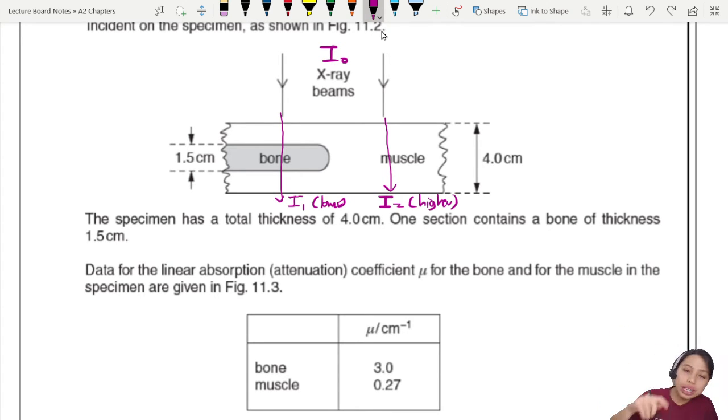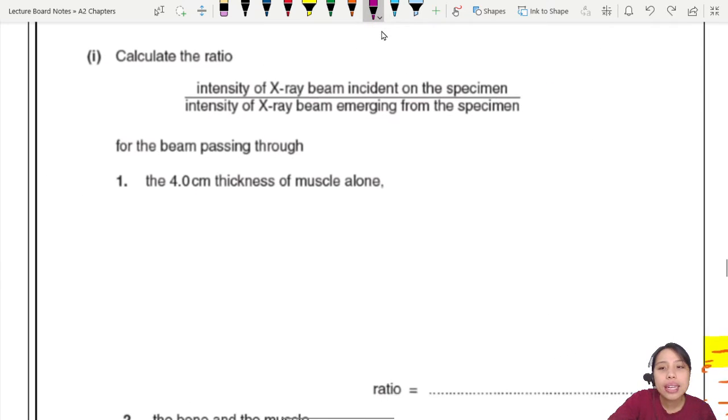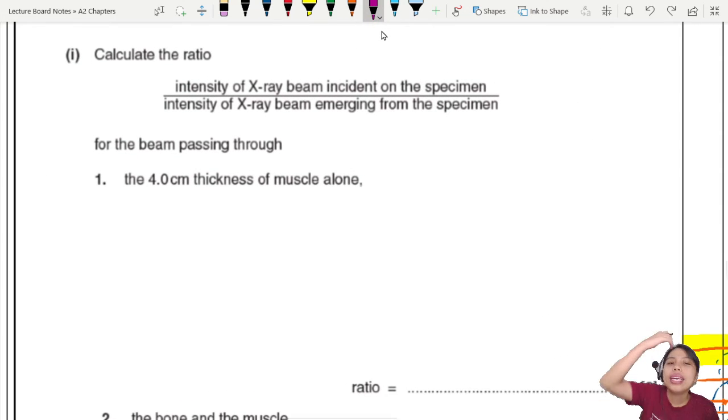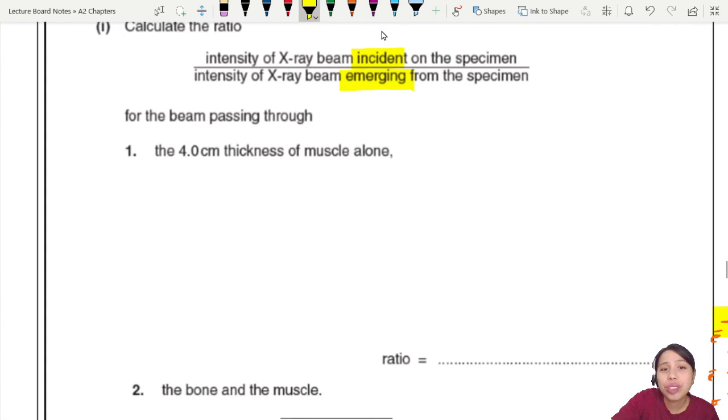So now we're going to actually do the calculation to compare these two rays, I1 and I2. One goes through muscle, one goes through bone and muscle. Let's go to the next part. Calculate the ratio: intensity of X-ray incident over intensity of X-ray emerging. So incident and emerging. I guess we have to redraw some pictures.